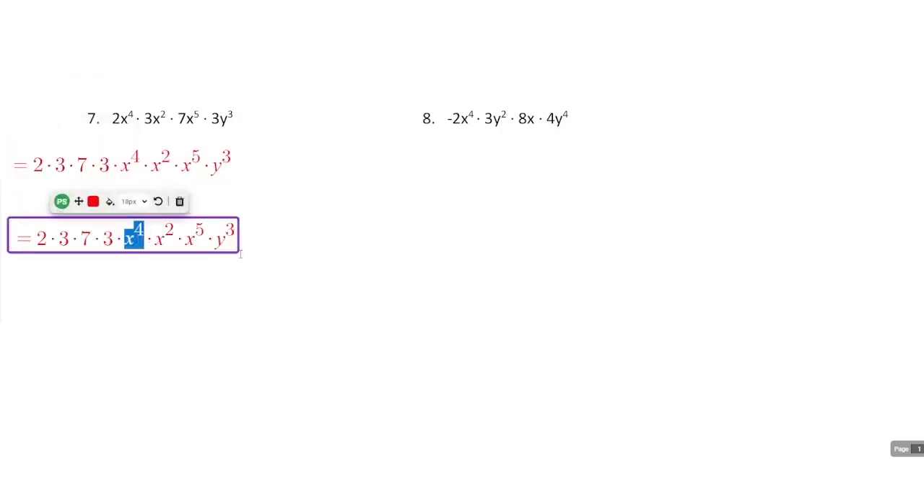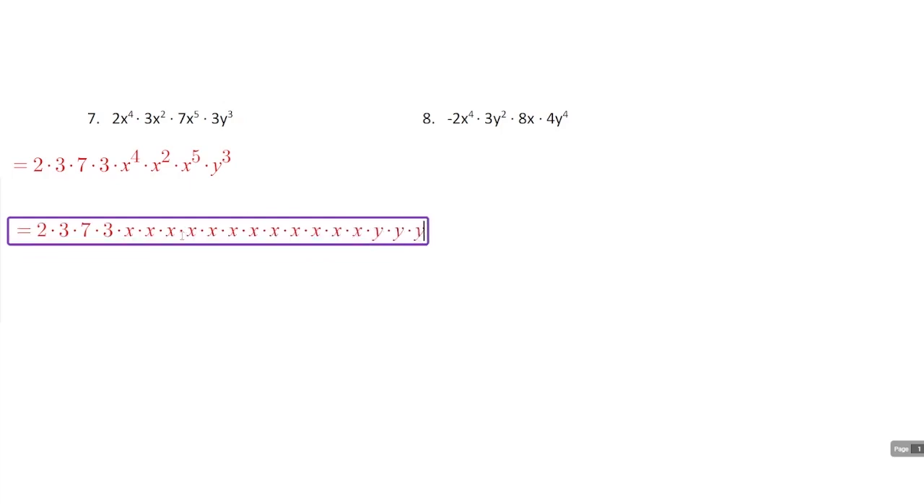All right, so this x to the 4th is just x times itself 4 times. So 1, 2, 3, 4. And then x squared is going to be x times x. X to the 5th, you should have 5 x's here. 1, 2, 3, 4, 5. And then finally 3 y's.